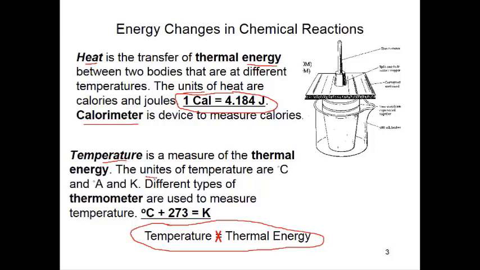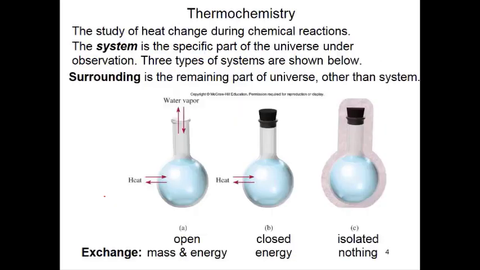The units of temperature are Celsius, Kelvin and absolute. You need to learn how to convert Celsius into Kelvin: plus 273 changes Celsius into Kelvin, and temperature is measured by the thermometer. So the calorimeter is the device to measure heat, and the thermometer is the device to measure temperature. So the difference between heat and temperature: different unit, different devices, different measurement, different calculation, and here we will study the heat. So again, come back to thermochemistry, the study of heat during a chemical reaction.